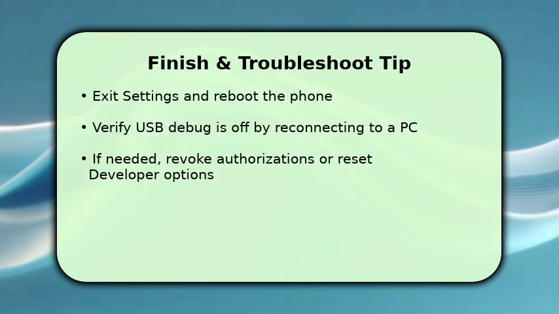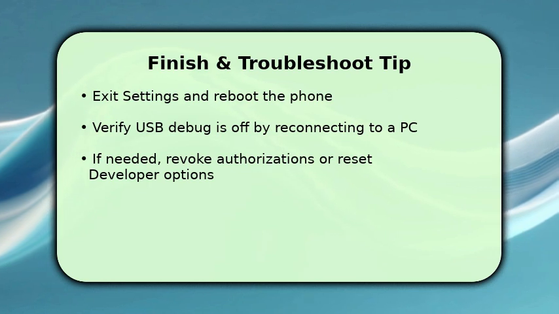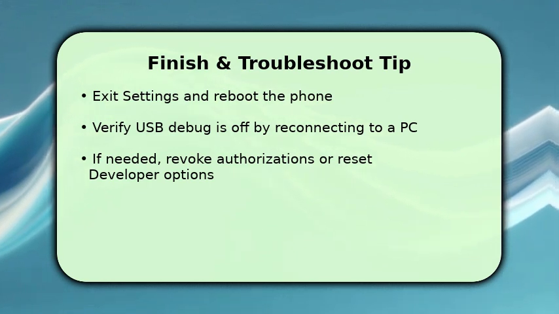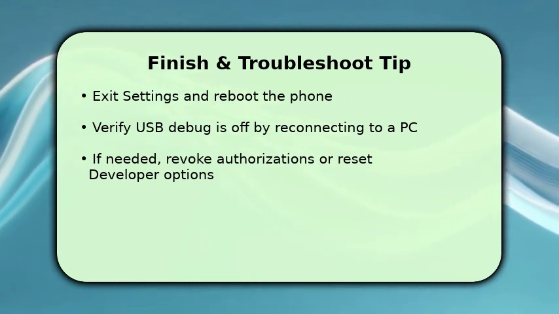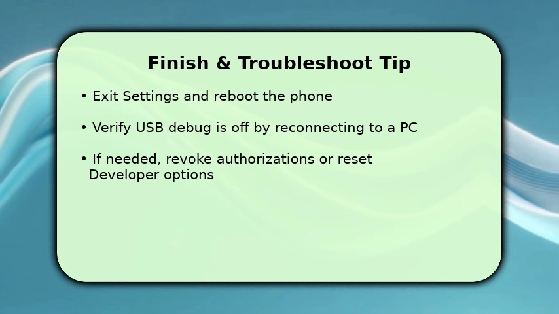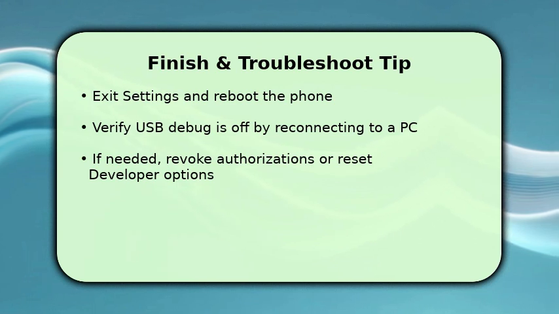You finish by closing Settings and performing a quick reboot to ensure the change takes effect across the system. After restarting, reconnect the phone to a computer to verify no ADB connection appears. If the PC no longer recognizes an ADB device, USB debugging is disabled.